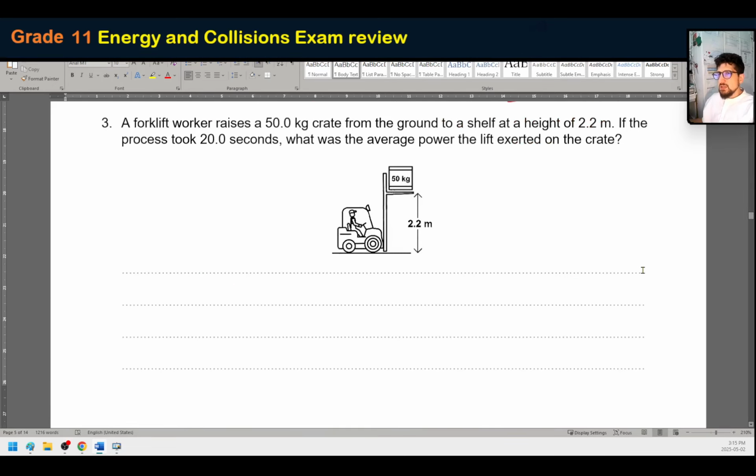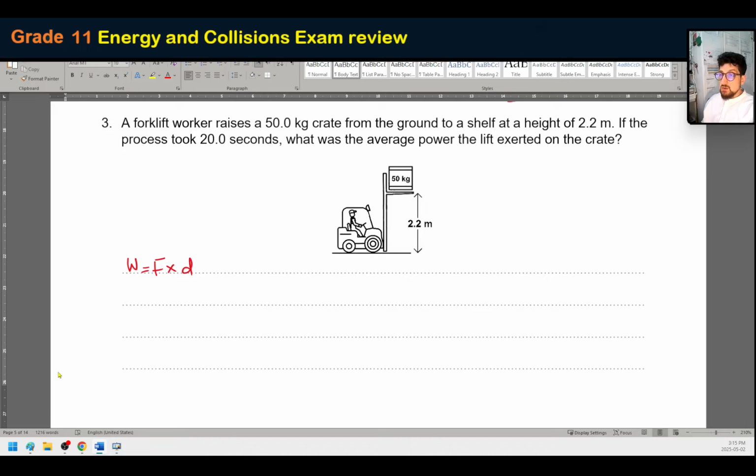Let's keep going. A forklift worker raises a 50-kilogram crate from the ground to a shelf at a height of 2.2 meters. If the process took 20 seconds, what was the average power the lift exerted on the crate? So once again, we need to find the work, and work is equivalent to force times distance.